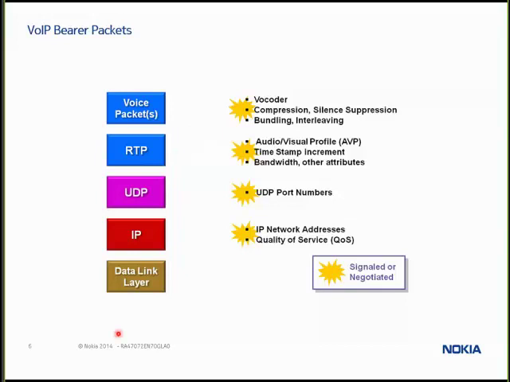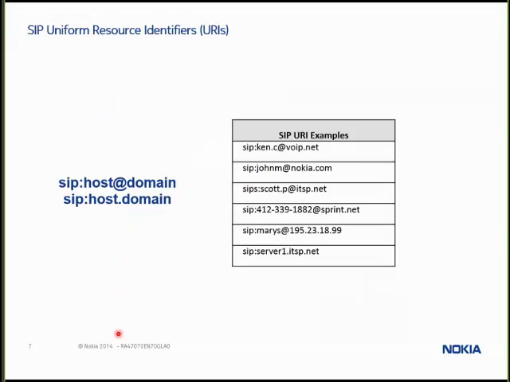Can you tell us a little bit more about SIP? Let's start with how we identify the endpoints of SIP. This is called a SIP Uniform Resource Identifier, or a URI. The way we identify it looks an awful lot like an email name. The difference is we add SIP: in front of the email name.